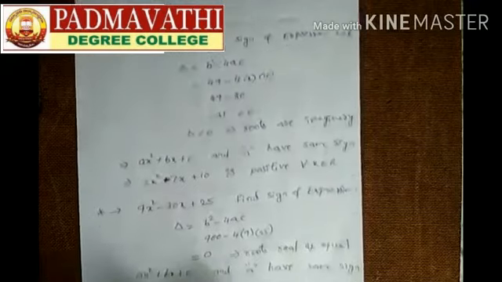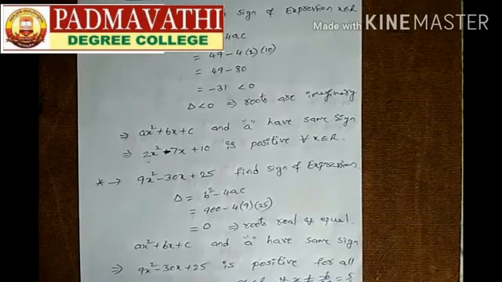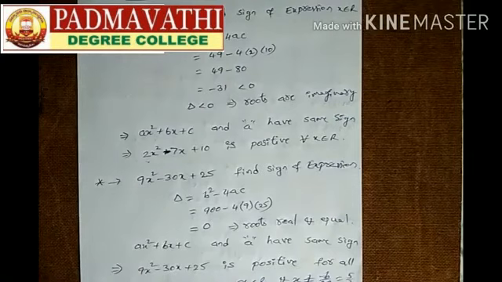Next, one more question. 9x square minus 30x plus 25. Find the sign of the expression for all x belongs to R. Here also same thing, find the discriminant value delta. It is b square minus 4ac. So the value will become 900 minus 4 into 9 into 25. The total value will become 0. Delta equal to 0. Means roots are real and equal. Roots are real and equal.